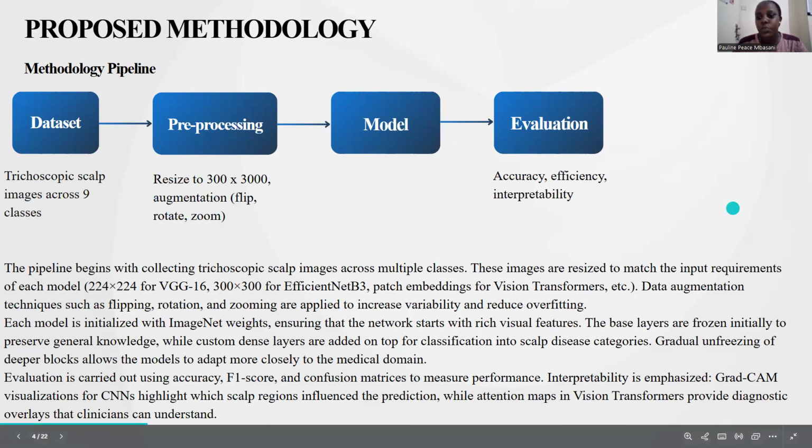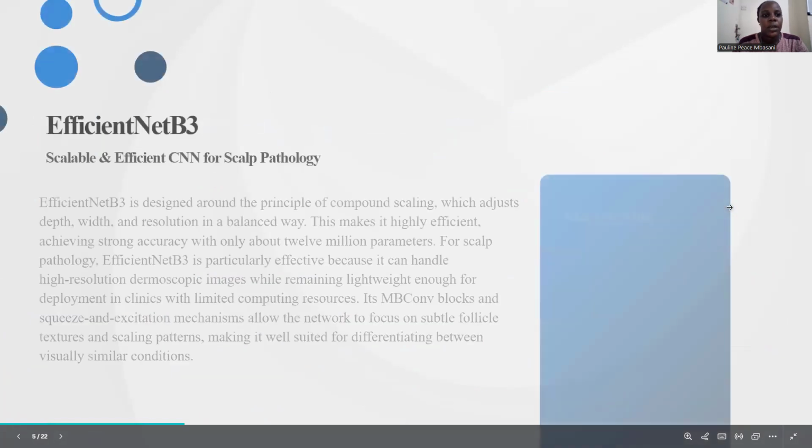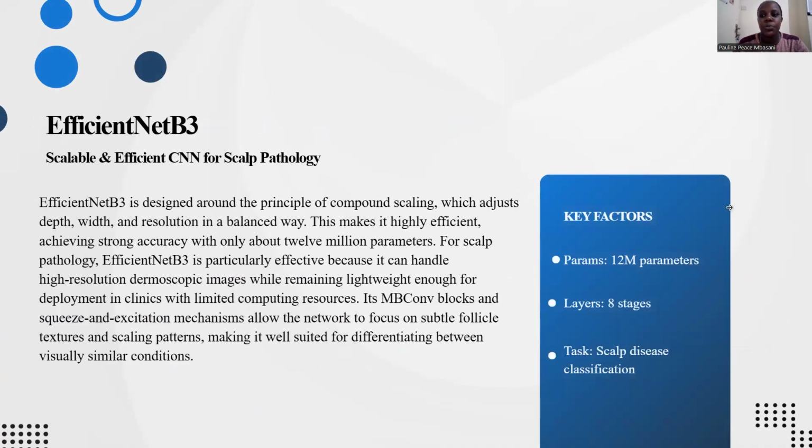Then moving on to the next slide, we have our first model, which is EfficientNetB3. This model is scalable and efficient, and it has 12 million parameters. It has 8 stages. Its key strength is compound scaling. Compound scaling is explained this way: instead of making the model deeper or wider, we make the model scale depth, width, and resolution simultaneously. This increases the accuracy of this specific model without heavy computational cost.